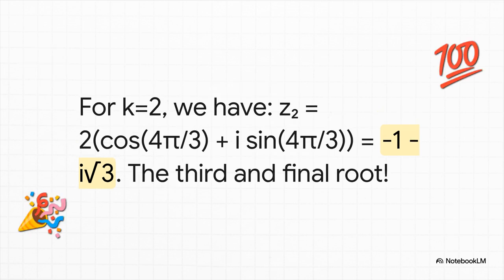And for the third and final root, you guessed it, we set k equal to 2. This makes our angle 4 pi over 3, or 240 degrees. We do the same process, and we find our last root, -1 minus i times the square root of 3. And there they are, all 3 of them.